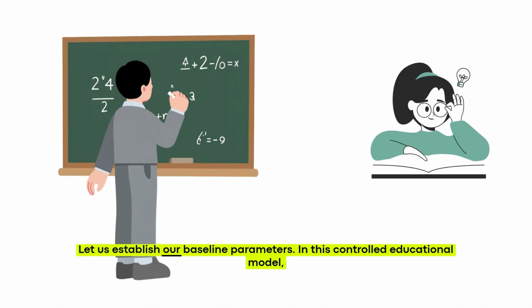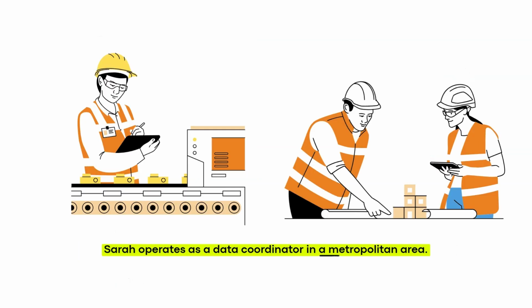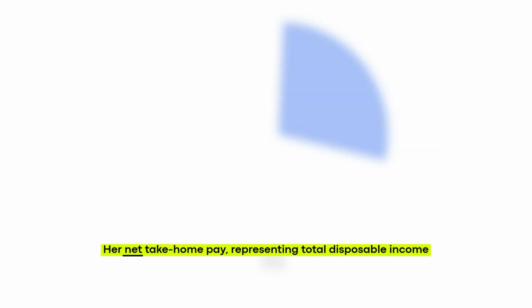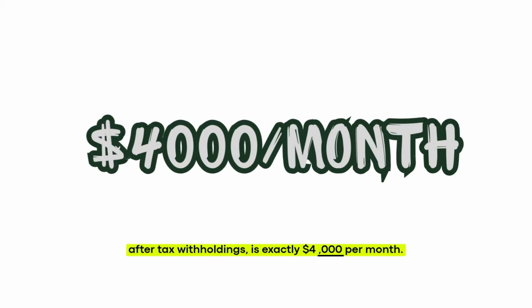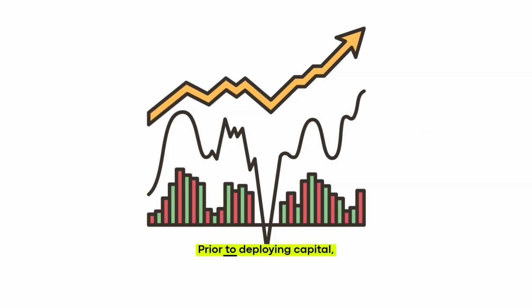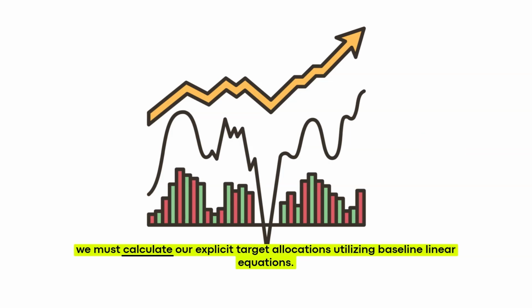Let us establish our baseline parameters. In this controlled educational model, Sarah operates as a data coordinator in a metropolitan area. Her net take-home pay, representing total disposable income after tax withholdings, is exactly $4,000 per month. Prior to deploying capital, we must calculate our explicit target allocations utilizing baseline linear equations.